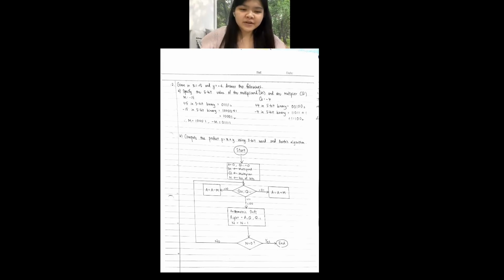positive 4 in binary is 00100, and so we do the 2's complement. So negative 4 will be 11100. We proceed to part B. For part B, for more understanding, I have drawn a flowchart to make it easier to answer the question. And now we proceed to the solution.